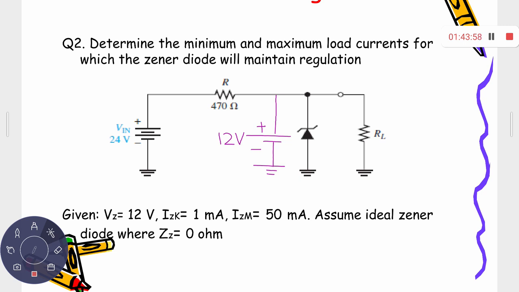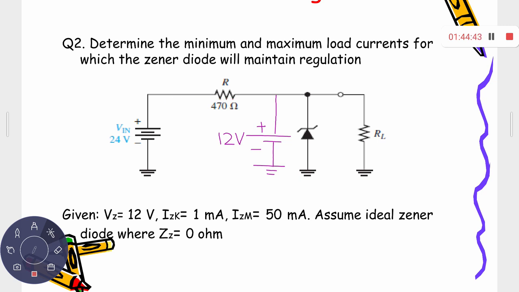Right? So 24 volt here, 12 volt there. Every time it is 12 volt. Both of them are fixed. This side also fixed 24 volt. This side also fixed 12 volt. Right? What is the current which is flowing through this resistance? Calculate 12 volt by 470. Just calculate 12 volt by 470. Around 25.5 milliampere.